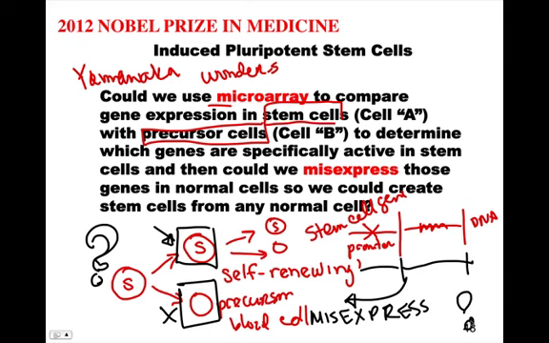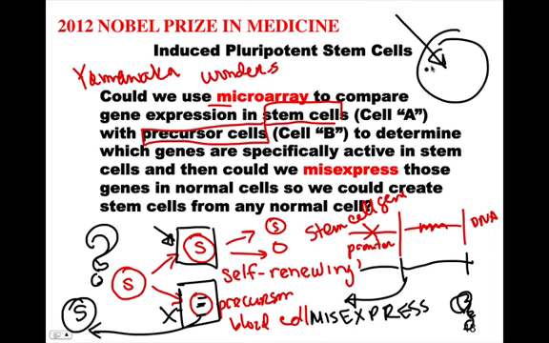What will happen? And Yamanaka found that if he misexpressed the stem cell genes in the precursor cell or any other cell, that cell will become a stem cell. So he was able to create a stem cell initially just from these precursors, but eventually they could take any cell from your body and turn it into what they refer to as an induced pluripotent stem cell.